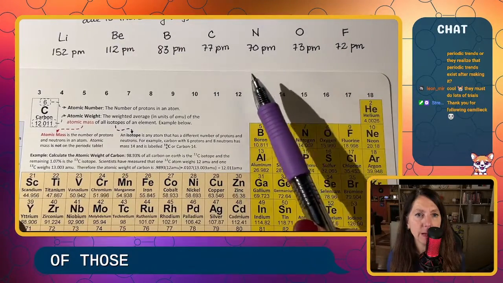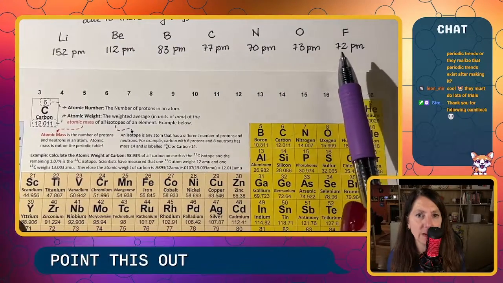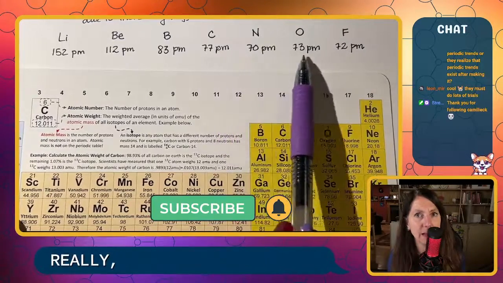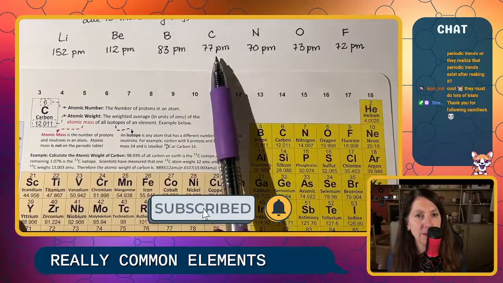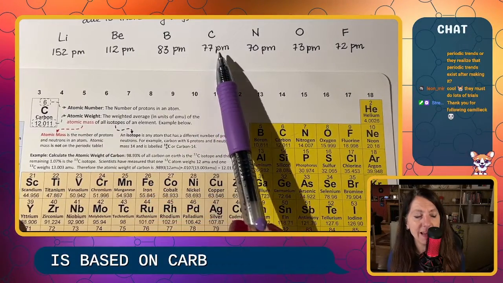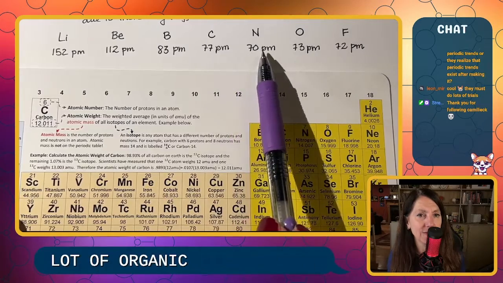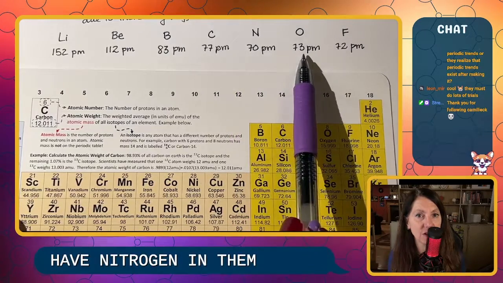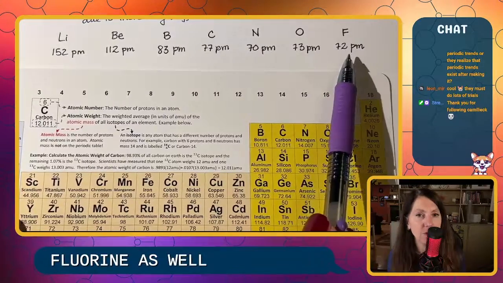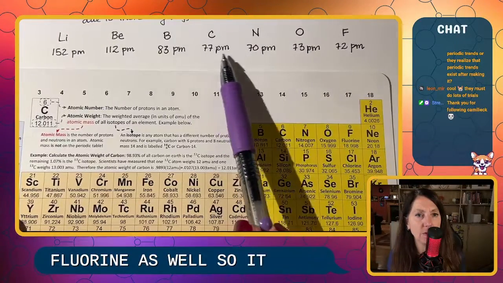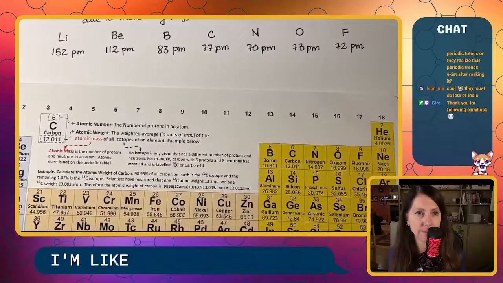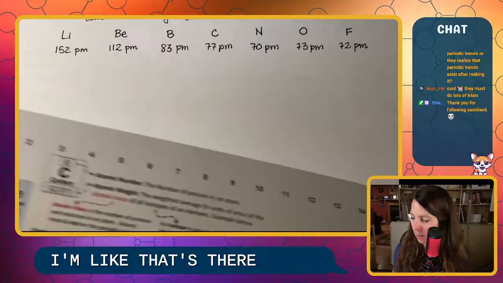But I did want to point this out because it's a thing. These are really common elements, especially in organic chemistry. Organic chemistry is based on carbon, and a lot of organic molecules have nitrogen in them, have oxygen. Some of them have fluorine as well. So they're common, and I want you to know about that anomaly that's there.